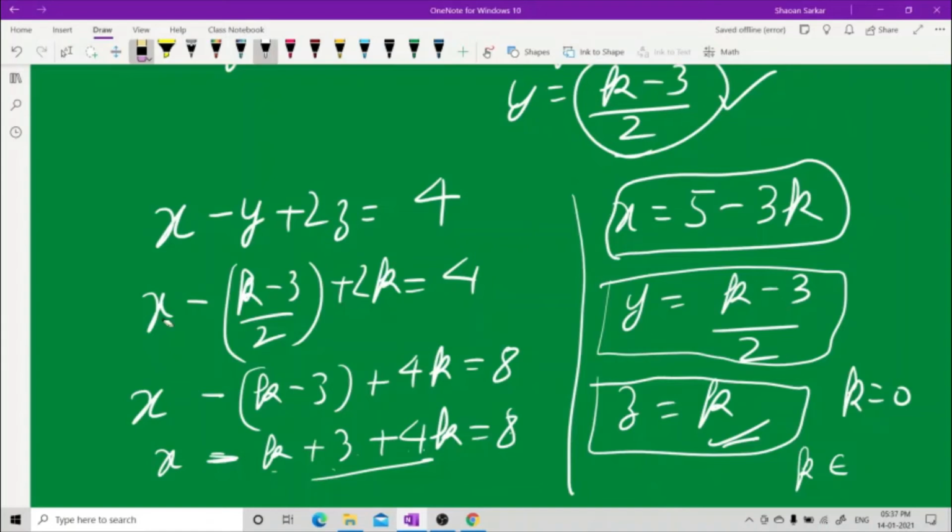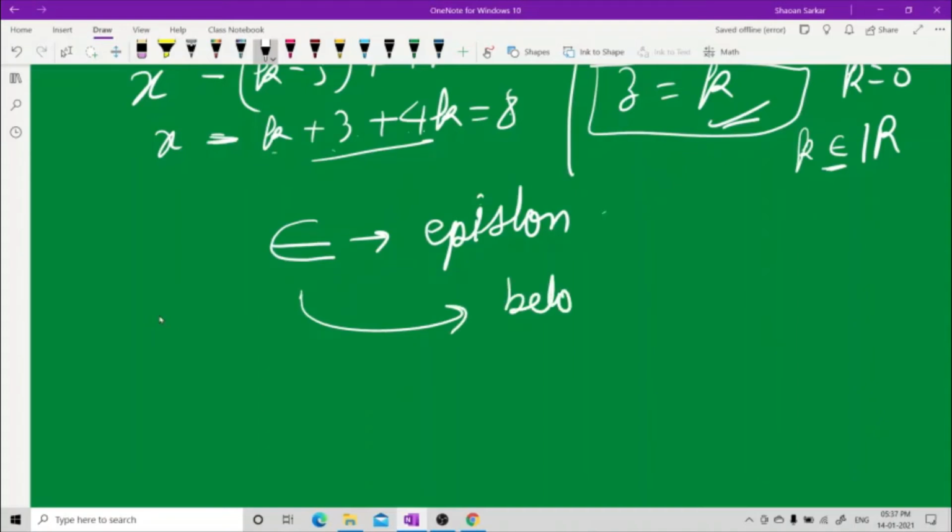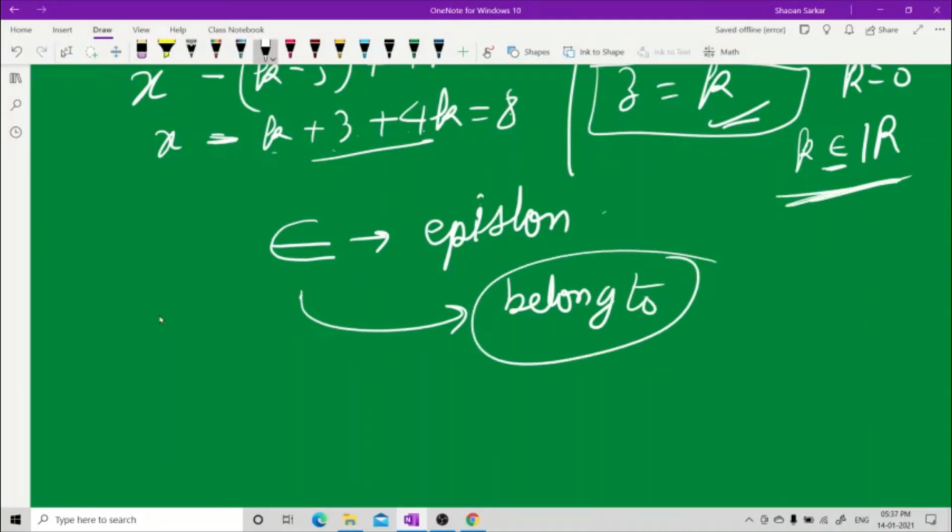A real number, k belongs to R. This symbol means belongs to. You have to write something like this, which is pronounced epsilon in Greek, but here in set theory it will mean it belongs to. So k belongs to R.